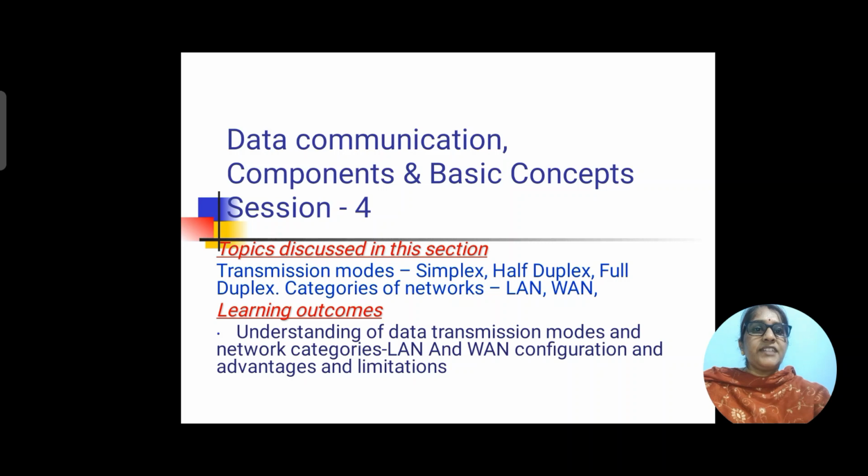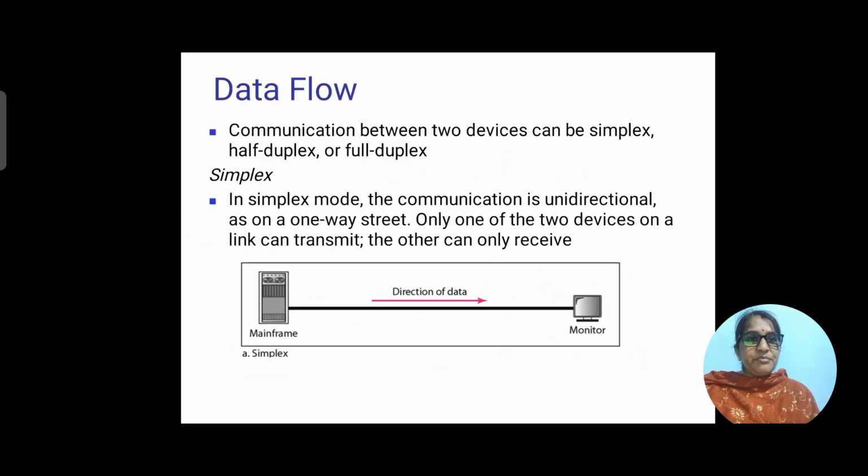So let's start with data flow. Communication between two devices can be simplex, half duplex, or full duplex. In simplex mode, the communication is unidirectional. As on a one-way street, only one of the two devices on a link can transmit, the other can only receive.